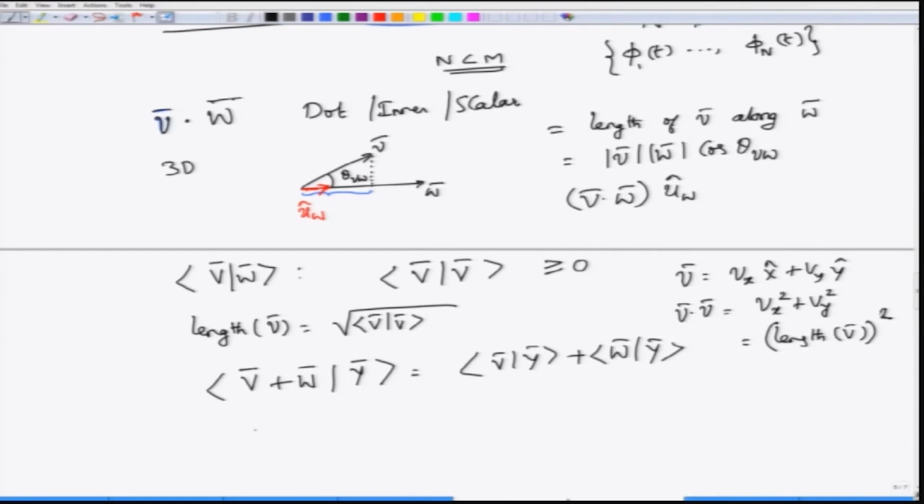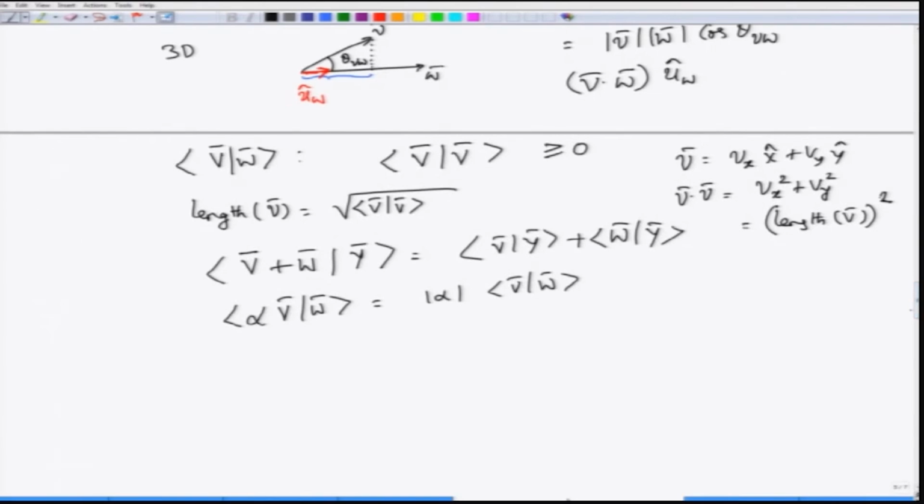Another criterion for me would be if I take the scaled vector and then take the inner product, this should be equal to magnitude of alpha times the inner product of V and W, right. The inner product of a scaled vector with the vector W will be magnitude of alpha times V W. This magnitude I am using because this alpha could be real or complex, okay. So this would be the notation.